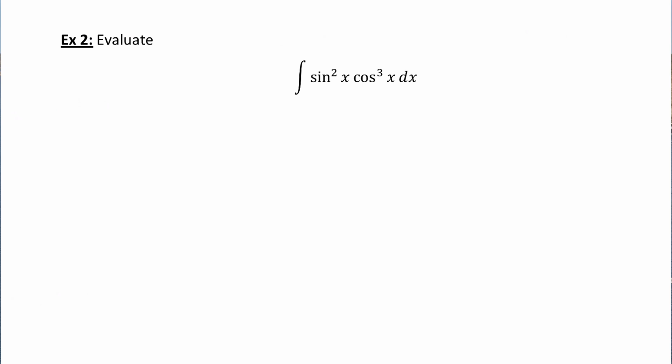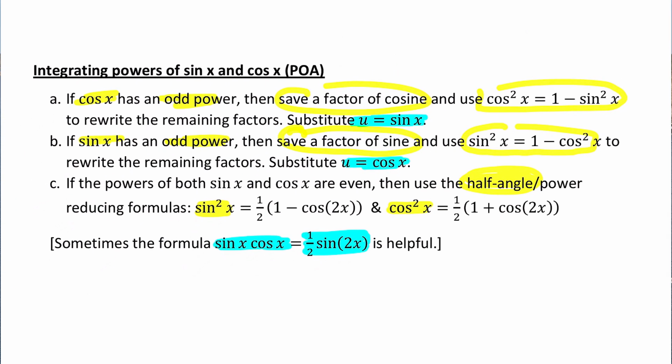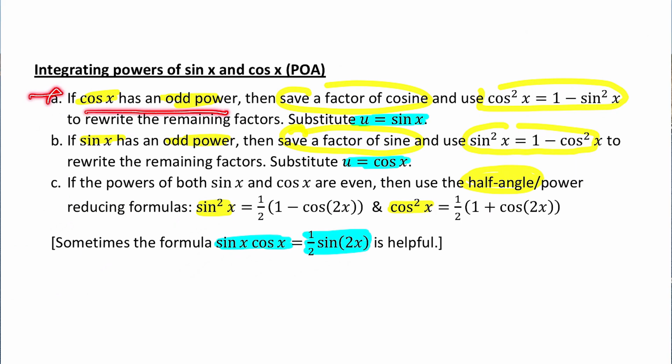So now we have to evaluate the integral of sine squared of x times cosine cubed of x. Going back to what I just showed you, here sine has an even power, and cosine has an odd power. Whenever cosine has an odd power, save one, write it like this, and then use u as sine of x. So let's make that happen.